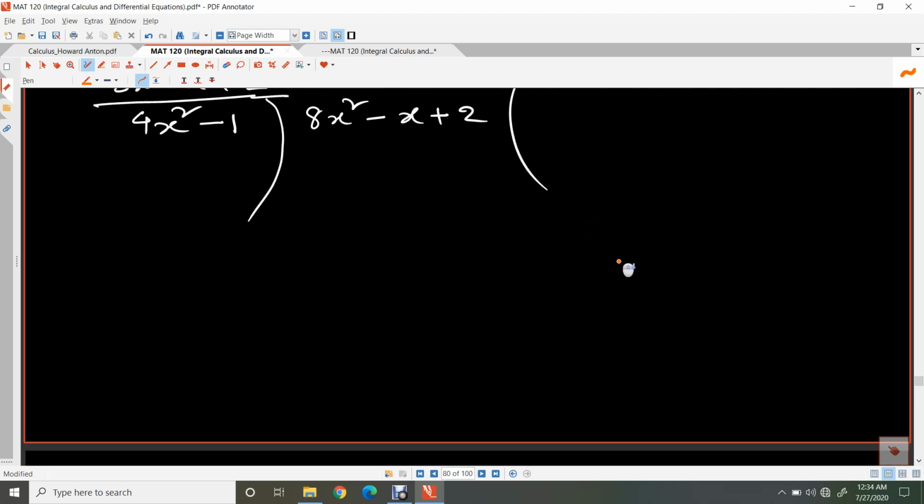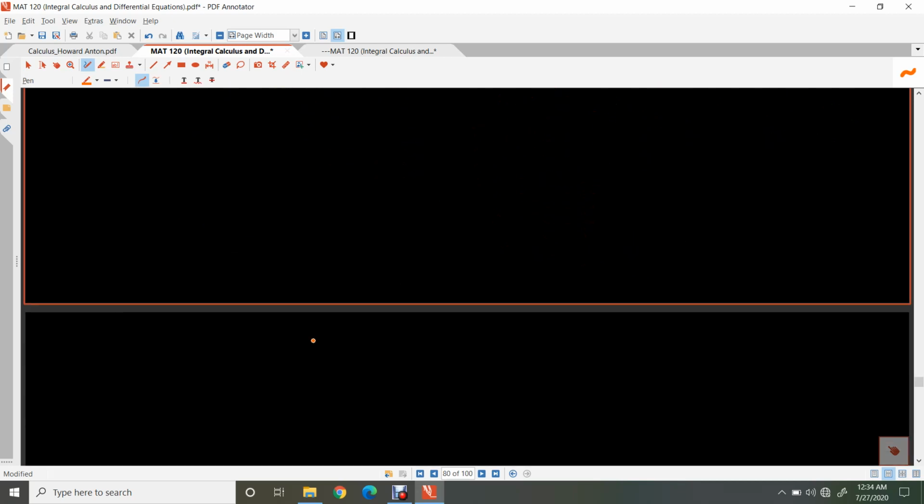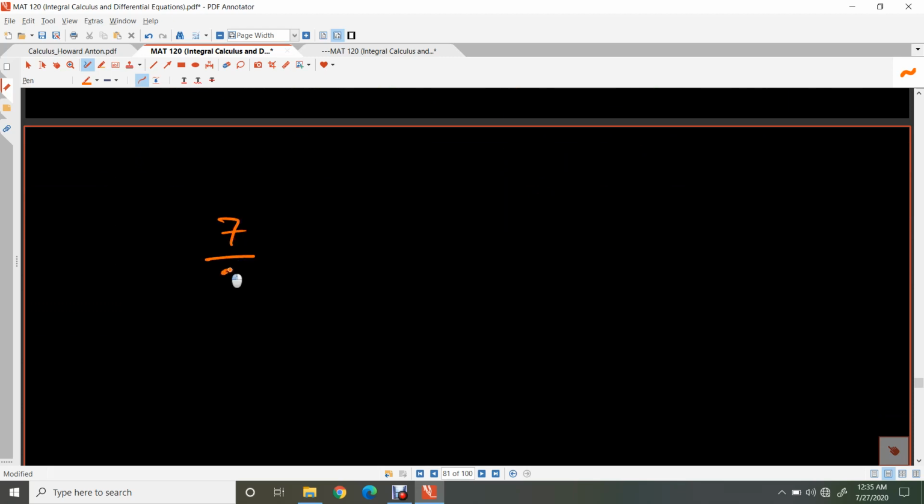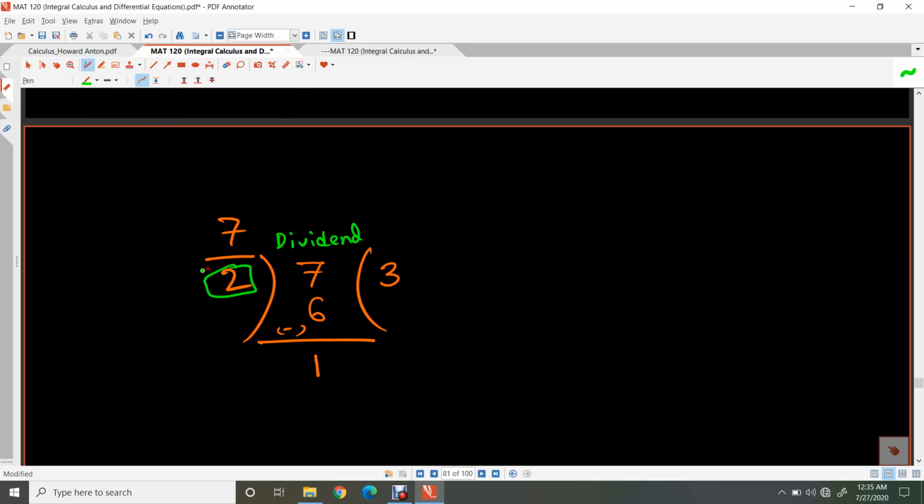You will understand if I show you one example here. Suppose we have 7 over 2. So what we can do? We can divide 7 by 2. If we multiply 3 with 2, we will get 6 here. After subtraction, we will get 1. So this inside part is called the dividend. This one is called the divisor. This answer is called the quotient, and this one is called the remainder.